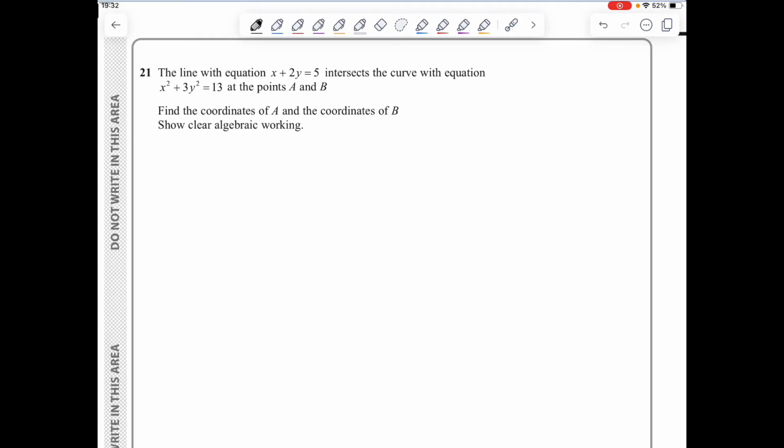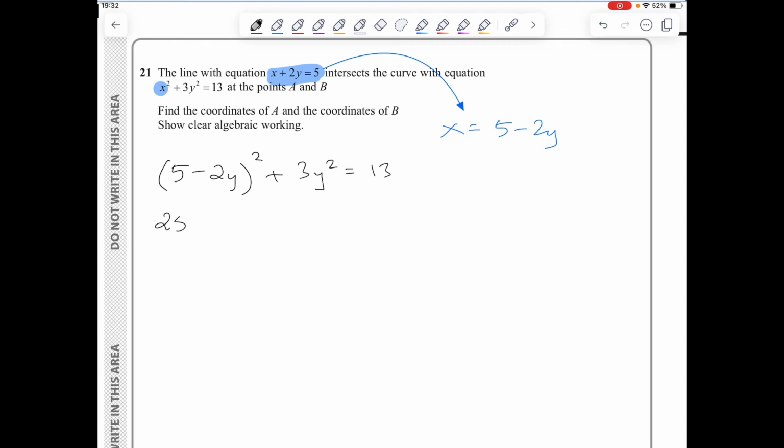I'll start question 21 by rearranging the linear equation to make x the subject. So x equals 5 minus 2y, and then I'm going to replace the x into the nonlinear equation with 5 minus 2y. So I will get (5 minus 2y) squared plus 3y squared is equal to 13. Let's expand. 25 minus 20y plus 4y squared plus 3y squared is equal to 13.